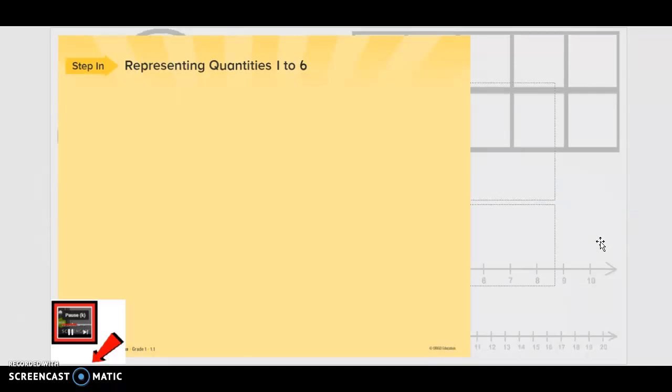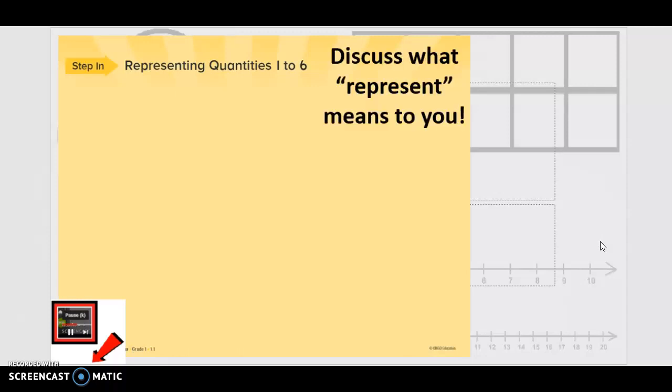Alright class, so today we're representing quantities, remember 1 to 10, right here specifically 1 to 6. So think about those two words, representing quantities. Think about those in your head. Now what I want you to do at home is to discuss what that word represent means to you. Talk to somebody at home, jot it down in your journal, or just talk to yourself. What does the word represent mean to you? Pause the video and make some notes in your journal. After you've done that, unpause the video and come back to me.